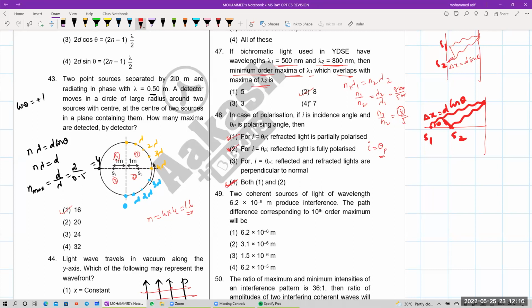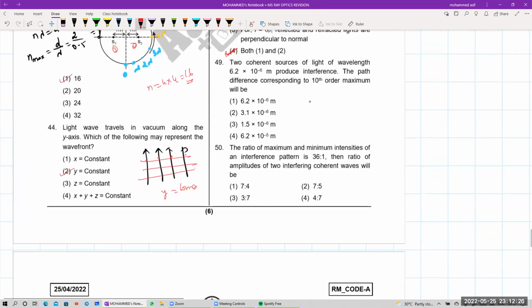फिर से एक बार देख लो बेटा. Angle of incidence must be equal to your polarizing angle. Refracted ray जो है ना partially polarized है और reflected ray of light is fully polarized है. ये बात याद रख लीजिए.